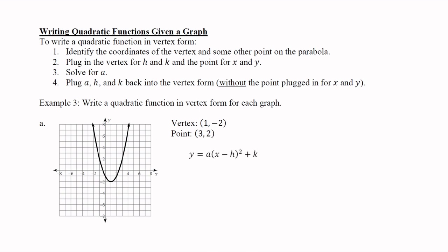Then you're going to take vertex form. You're going to plug in your x and y and your h and k. And then you're going to solve for a. And we get a equals 1. Now you can take that a value and plug it in. We don't have to write it because 1 times anything is just that anything. And so we'll plug in our vertex for h and k to get our final function, leaving x and y alone.